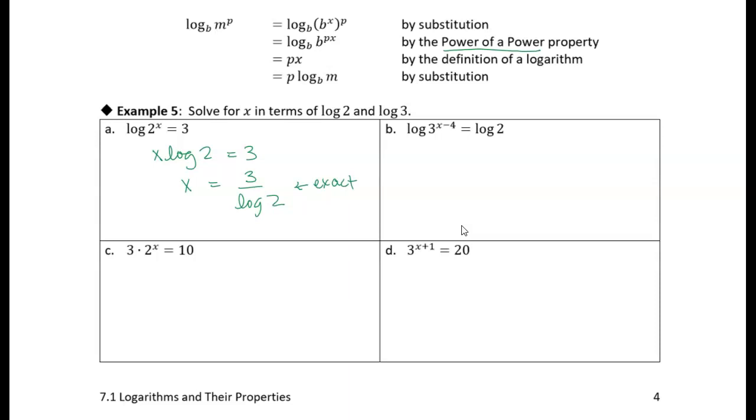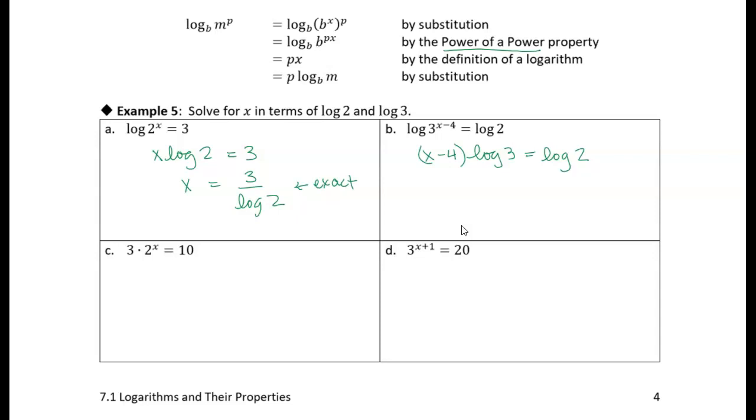Again, we've got the log of 3 to the power x minus 4 is equal to the log of 2. So we can use the power property to bring that x minus 4 out front. Now don't forget when you're doing this, it's the whole thing, x minus 4, times the log of 3. So don't forget your parentheses here, otherwise it will be wrong. So just rewriting this using the power property, we get the quantity x minus 4 times the log of 3 is equal to the log of 2.